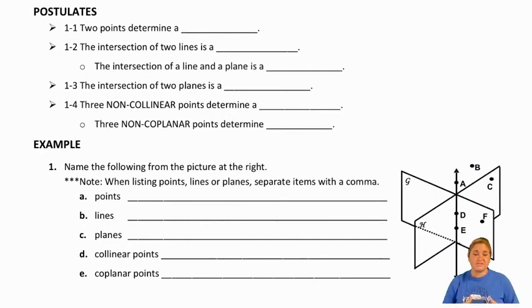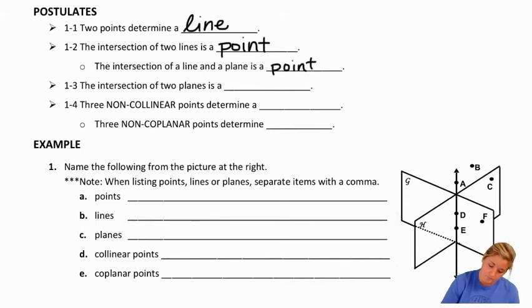Okay, so just some postulates here. Postulates mean that this is just kind of sort of understood to be true in geometry. So two points determine a line. Any two points can determine a line. The intersection of two lines is a point. So where two lines cross, that's at a specific point. The intersection of a line and a plane is a point as well. But the intersection of two planes is going to be a line.